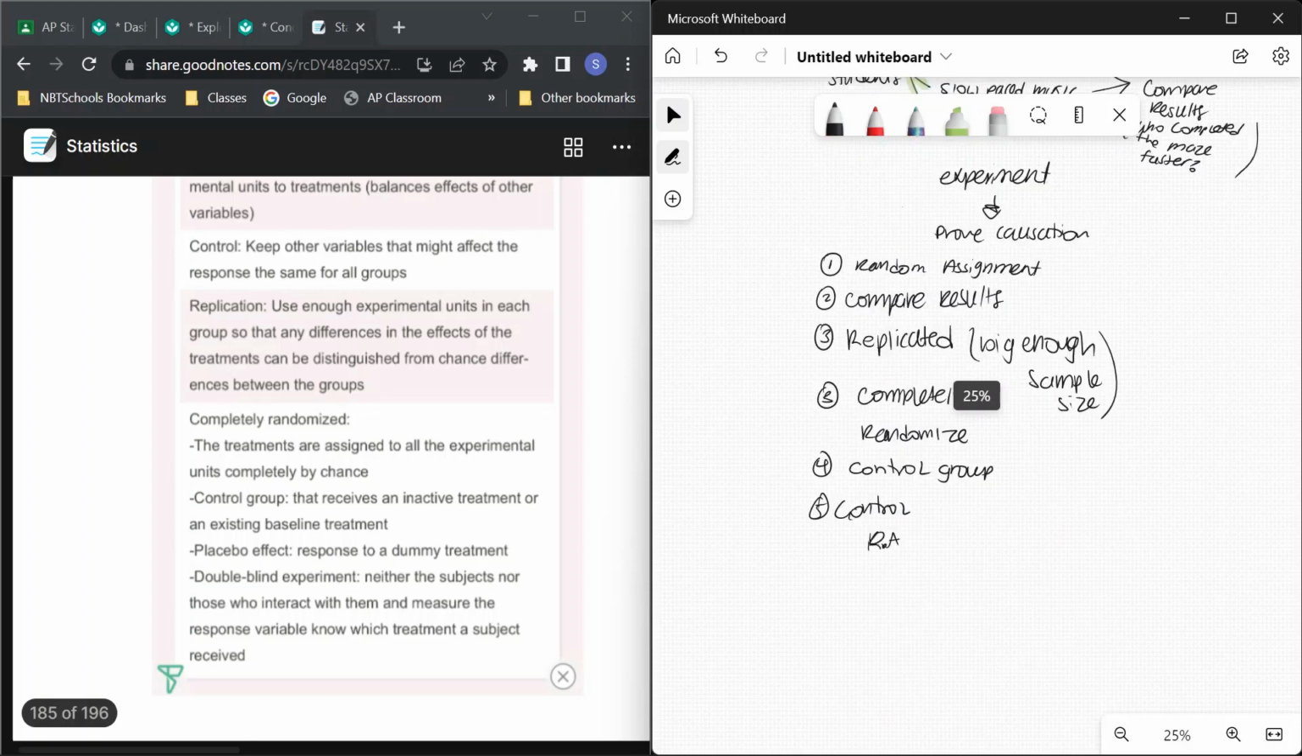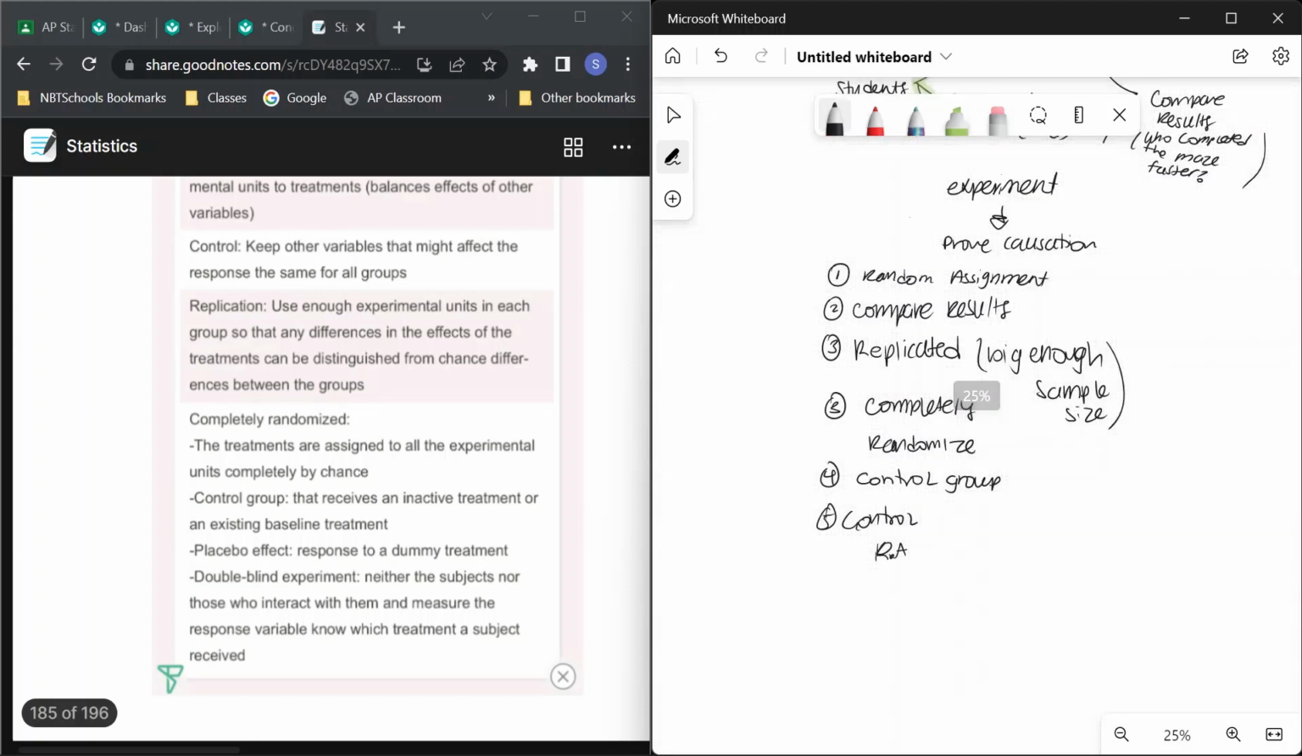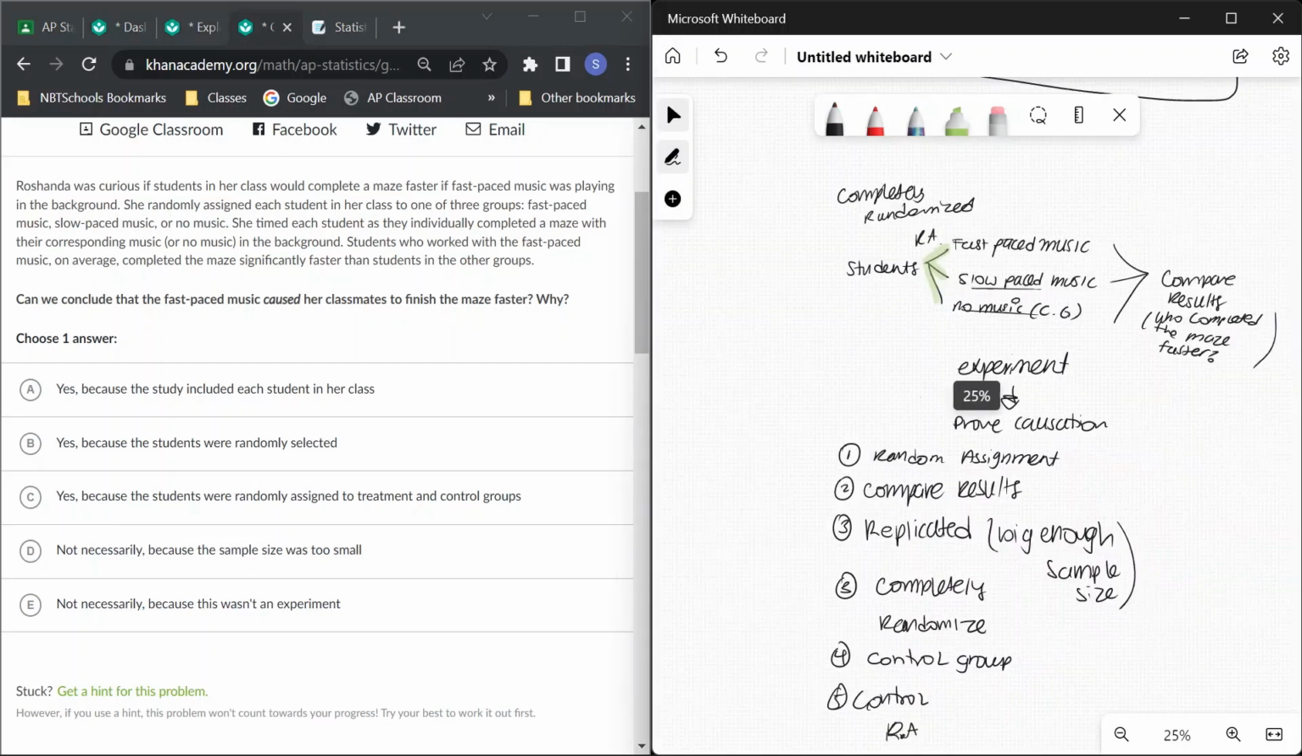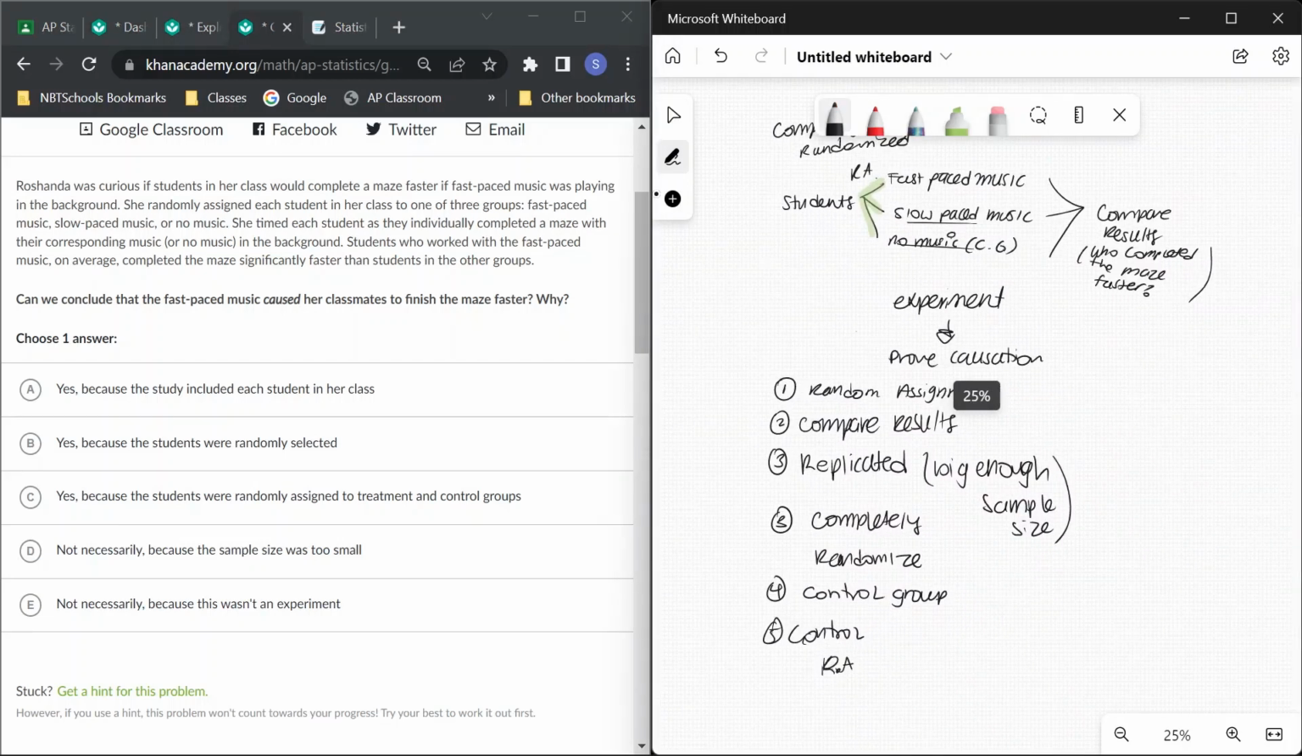Okay, so that's an example of control. Perfect. And I think that's pretty much it. So random assignment, compare results, it should be replicated, completely randomized, control group, and control. So wait, that was all just to answer this question. We're trying to look for these things in this problem. So let's do that. We're trying to see if students in her class were curious, so let's look at our design. There is random assignment, we covered that.